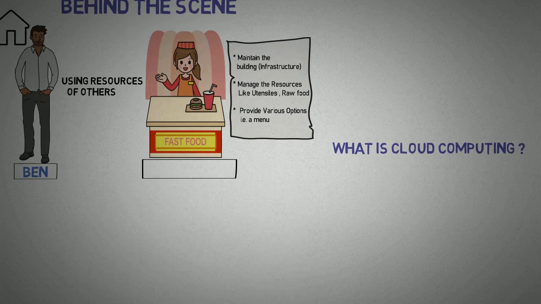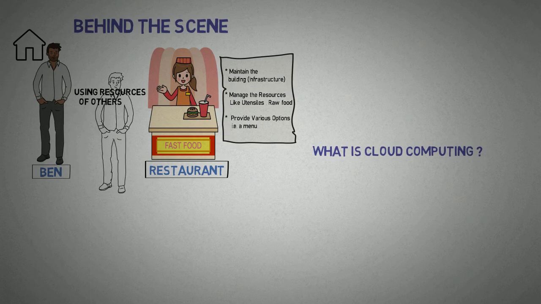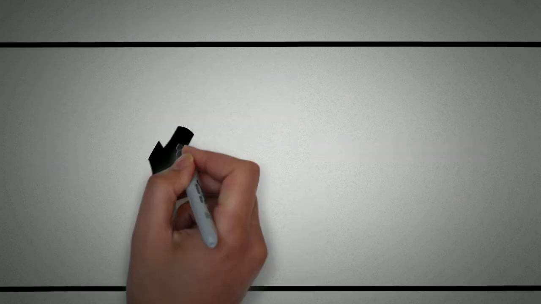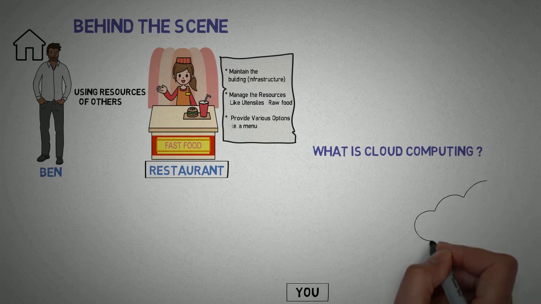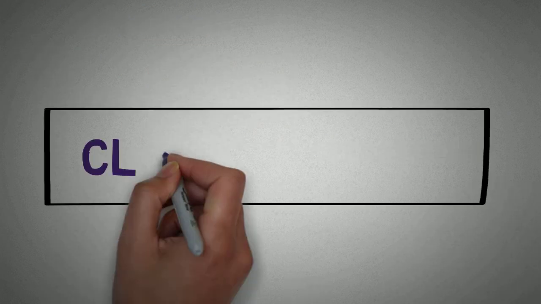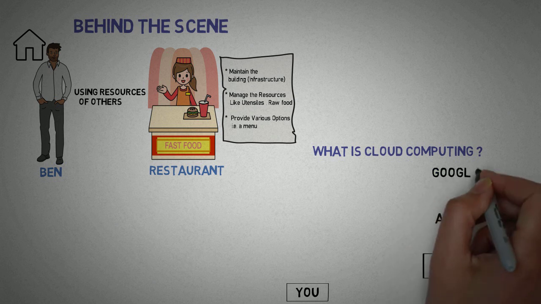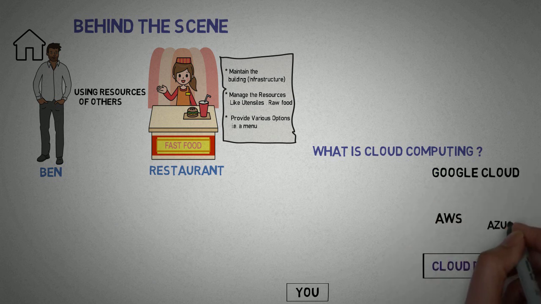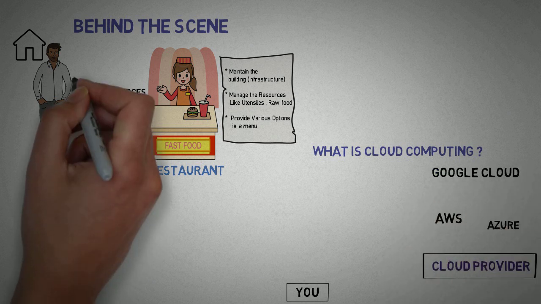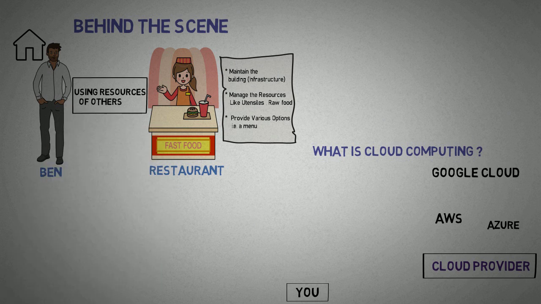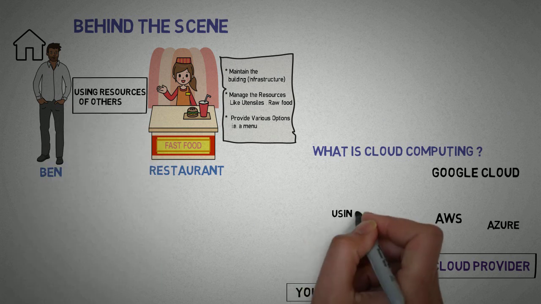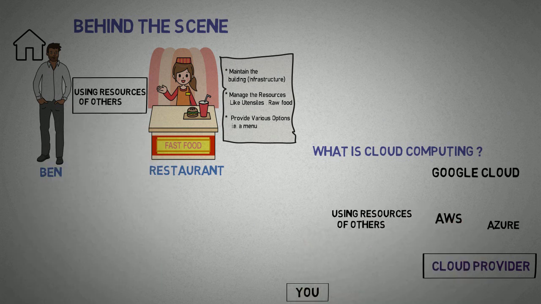So just come back to our story. In the story, at one end there was a guy named Ben, and at the other end there was a restaurant. So just replace this Ben with yourself and replace the restaurant with a cloud provider. Cloud providers such as Amazon having AWS, Google having Google Cloud, and Microsoft has Azure. So previously Ben was using a restaurant for his food. Similarly, we can use a cloud provider for computational services.